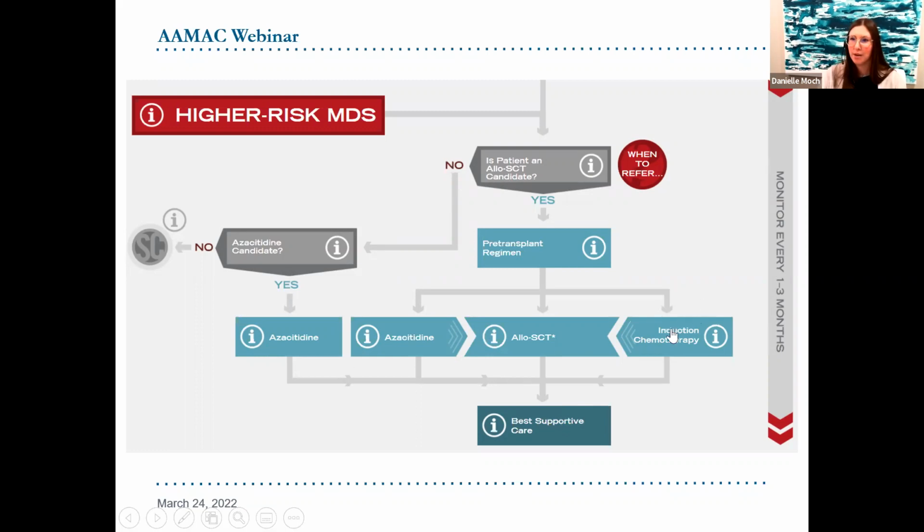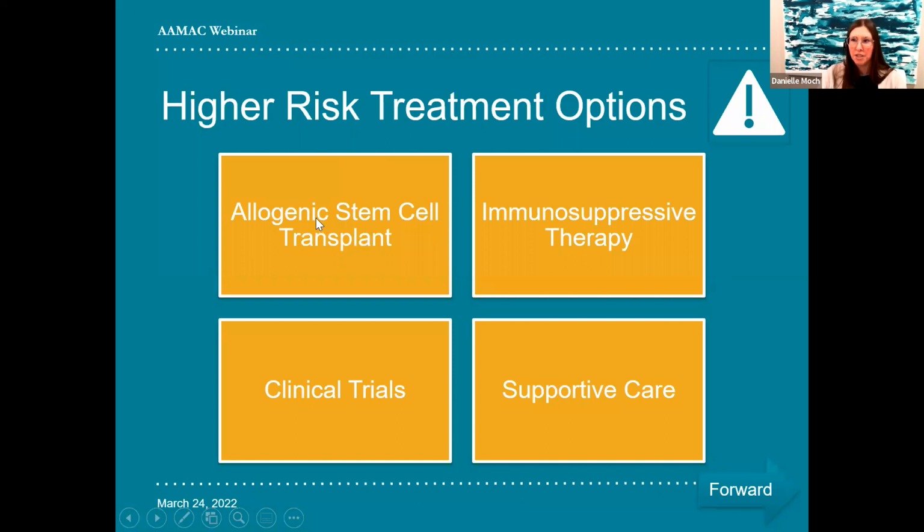Here we go. So some high-risk treatment options include this allogenic stem cell transplant. And I did mention earlier, there are two types of transplants: autologous and allogenic stem cell transplants. Autologous is basically your own stem cells that they remove. They do a treatment to your body, and then they put those cells back in. Whereas this allogenic stem cell transplant is taking somebody else's stem cells and putting them into you. So let's get into that.